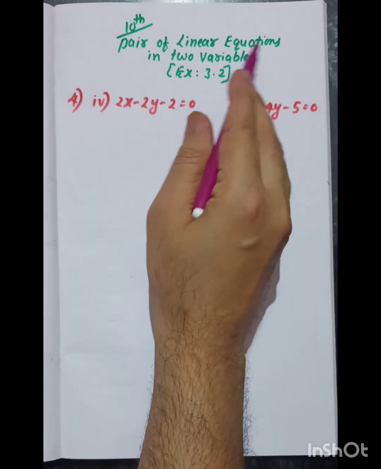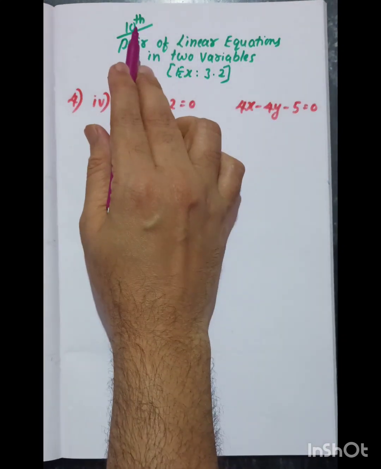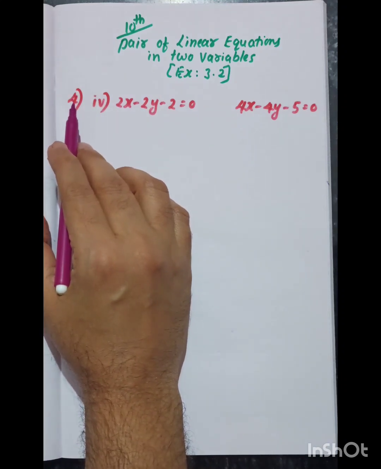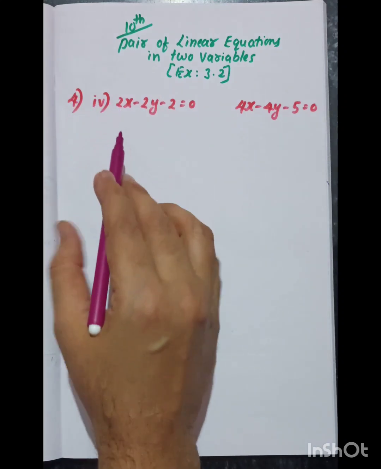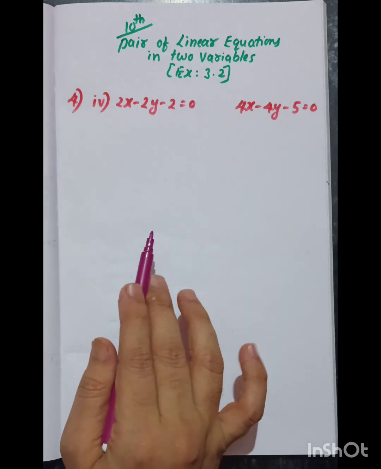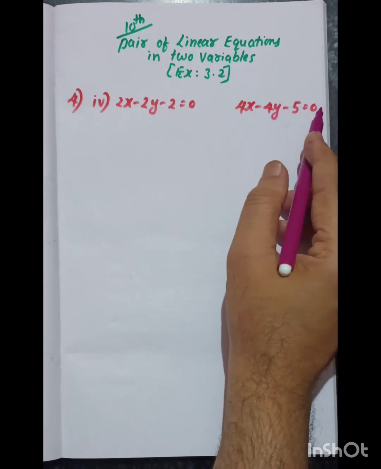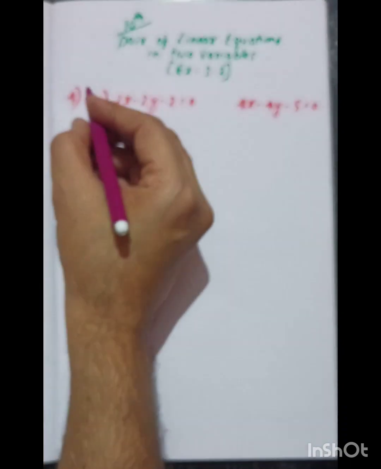Let's learn pair of linear equations in two variables of 10th standard exercise 3.2 fourth problem. In that small 4 problem, 2x minus 2y minus 2 equals 0, 4x minus 4y minus 5 equals 0. Let's start the answer.